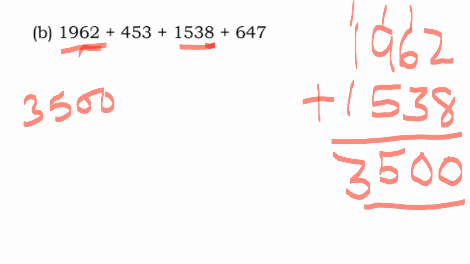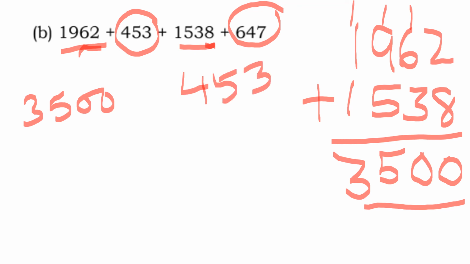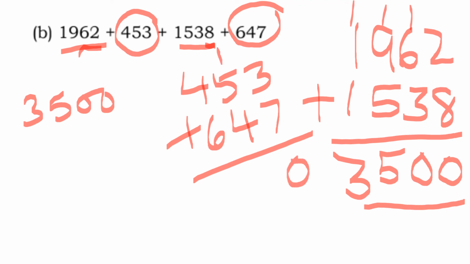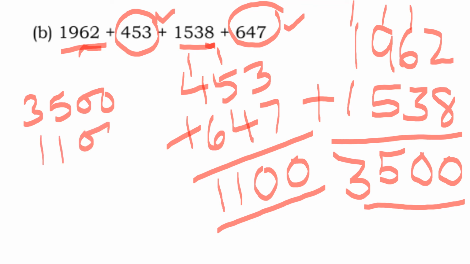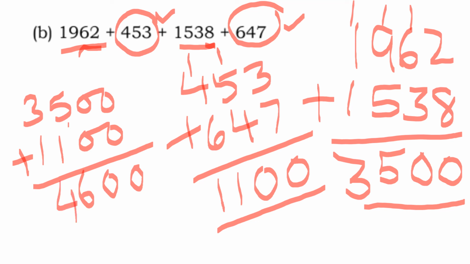Now, similarly, I can add 453 and 647. 3 and 7 again gives me 10. So I will be adding 453 and 647. 7 plus 3 gives me 10, carry over 1. 5 plus 4, 9 plus 1, 10, carry over 1. 6 plus 4, 10 and 1, 1100. So these two sum up to 1100. Now I will add these two numbers to get my final answer. This will be 0, 0, 5 plus 1 gives me 6, 3 plus 1 gives me 4. So my final answer is 4600.